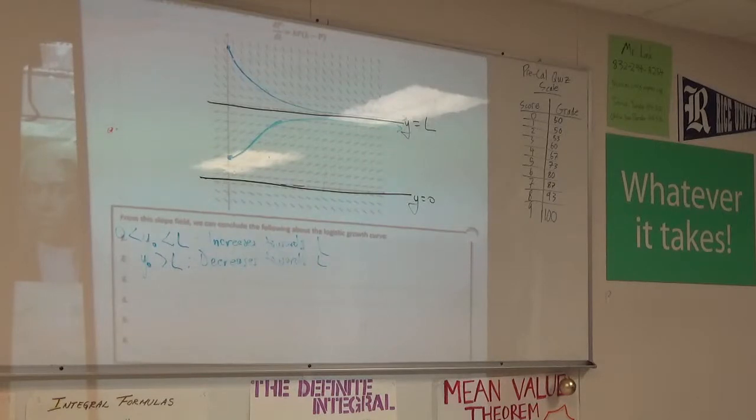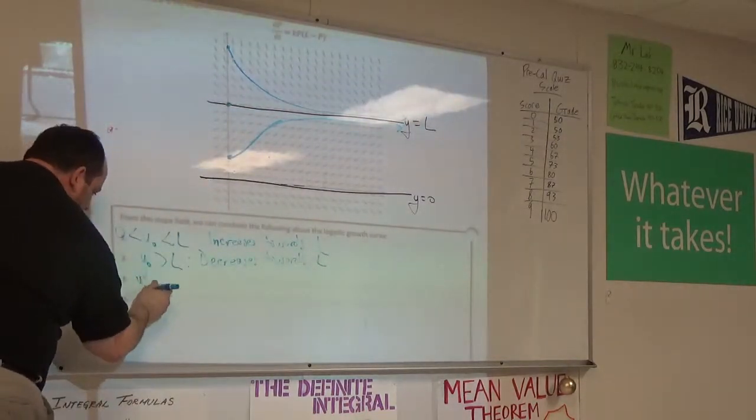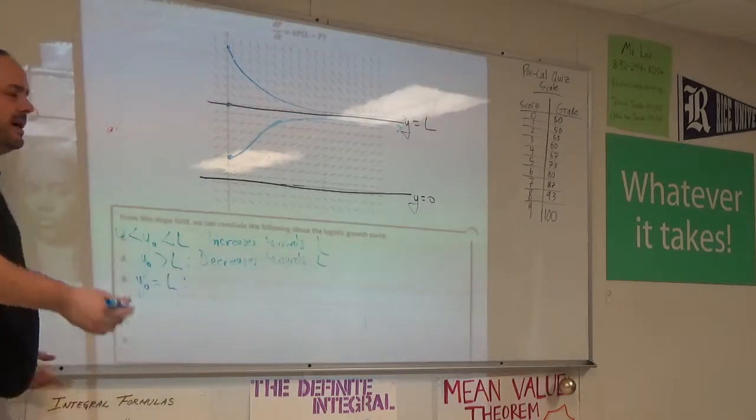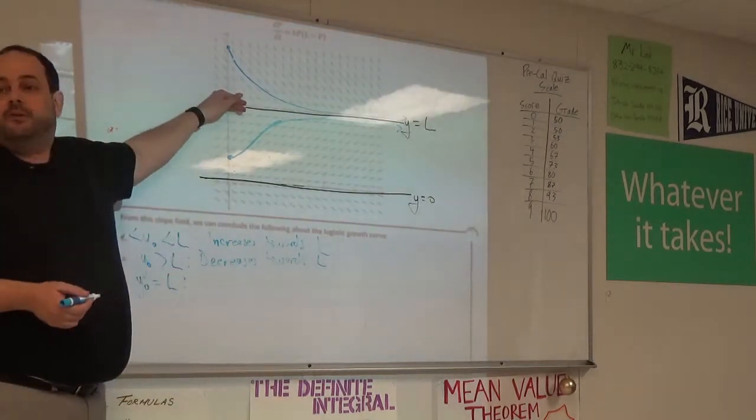Could stay at 100. Could it start at 100? Yes. If you start at 100, if you start right here, so we're saying y naught equals L, well, what happens to the grizzly bear population? Stay the same. It's going to stay at 100 grizzly bears.